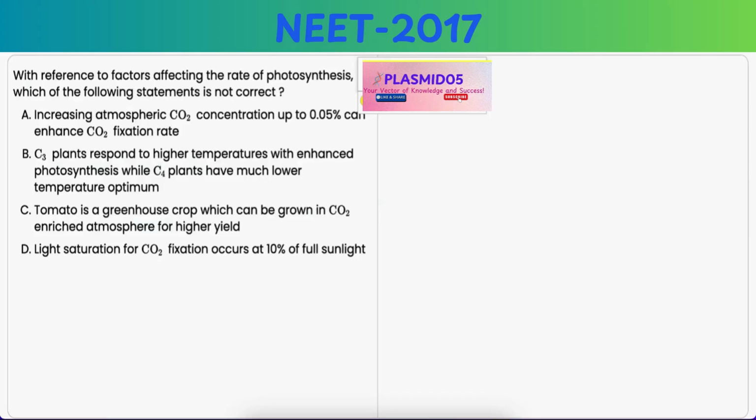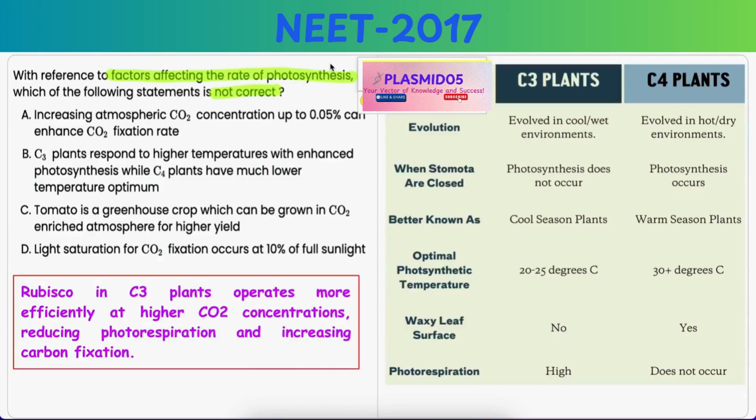In this question, you have to identify the statement which is not correct regarding the factors affecting the rate of photosynthesis. Option A, increasing atmospheric carbon dioxide concentration up to 0.05% can enhance carbon dioxide fixation rate. Now, this is true because increasing atmospheric carbon dioxide levels up to 500 ppm, that is 0.05%, can enhance the rate of photosynthesis, particularly in C3 plants.